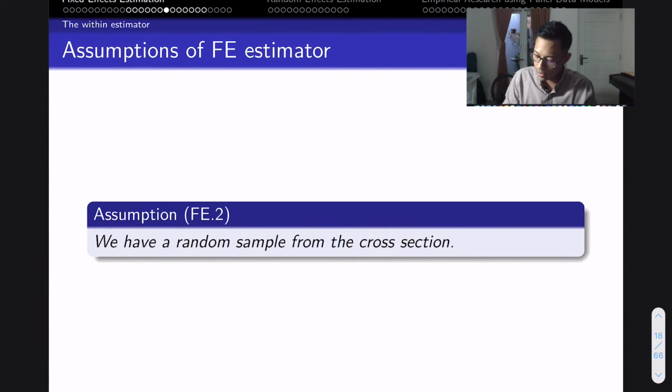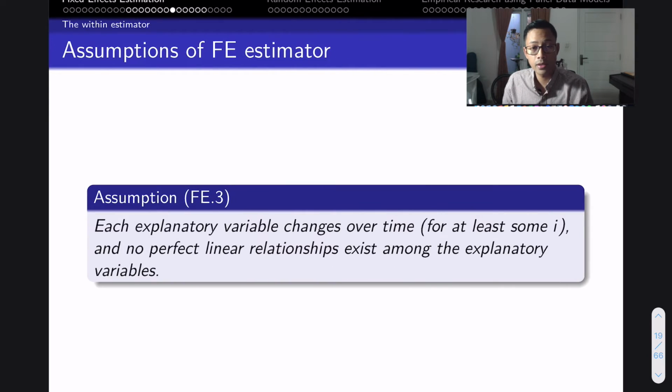So let's take the first part of this assumption. This is something that I've mentioned before. If you want to use the fixed effects estimation, you cannot use variables that do not change over time, such as gender and years of schooling if you have finished schooling. And the second part of the assumption is that there is no multicollinearity, and this is something that we can definitely test.